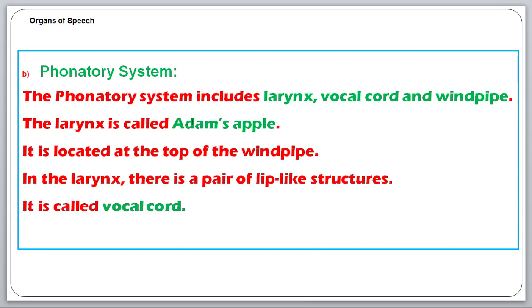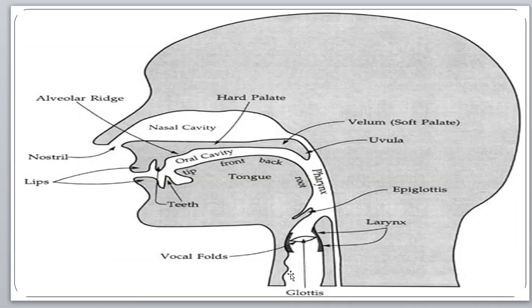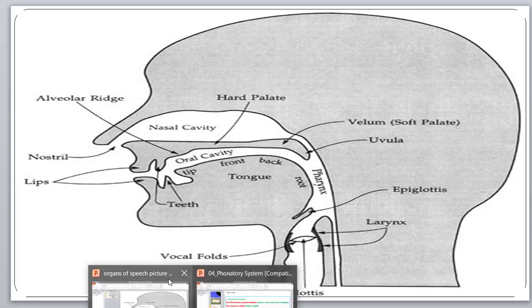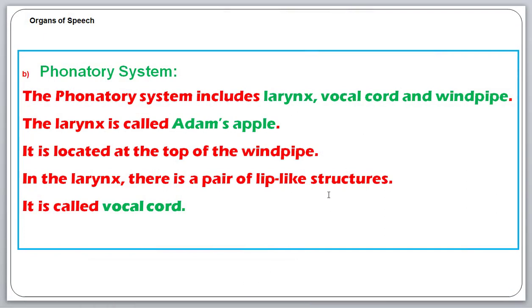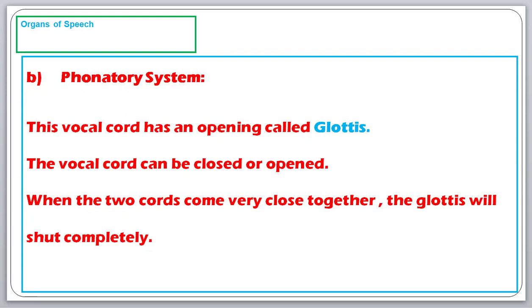The larynx is otherwise also called the Adam's apple. It is located on the top of the windpipe. You see here, this is the windpipe from the base, from low to top. So the larynx is located on the top of the windpipe, and between the two sides of the larynx there is a vocal cord. In the larynx there is a pair of lip-like structures called the vocal cord. Good. Now coming to the next.